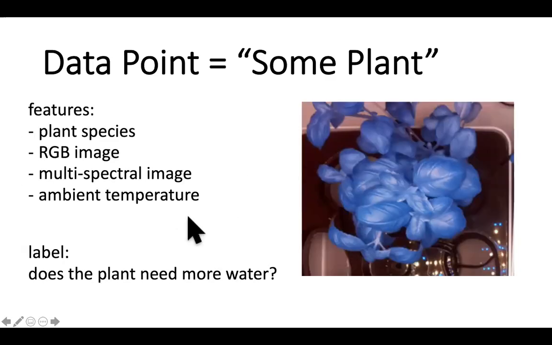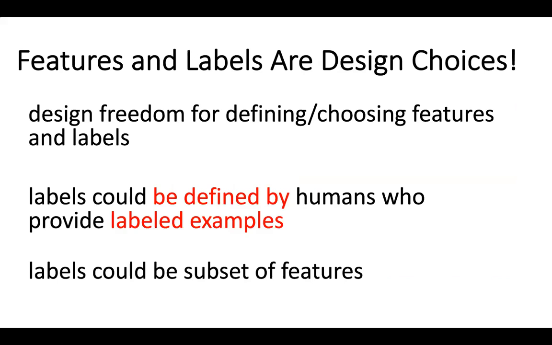Another example, a data point could represent some plant, and the features is everything we see. So an image or a snapshot of the plant are features, and we want to predict, does the plant need more water?